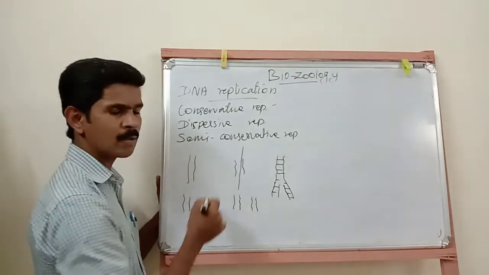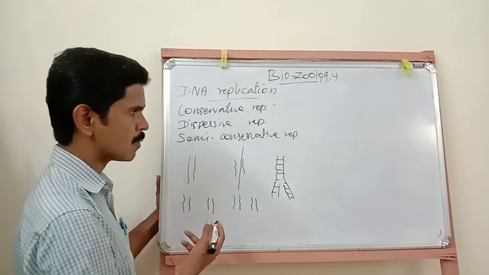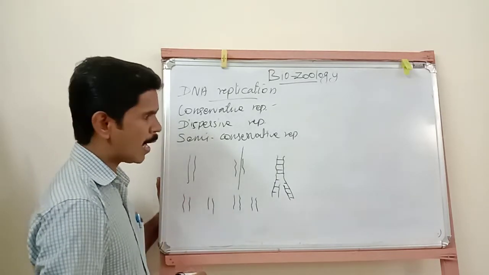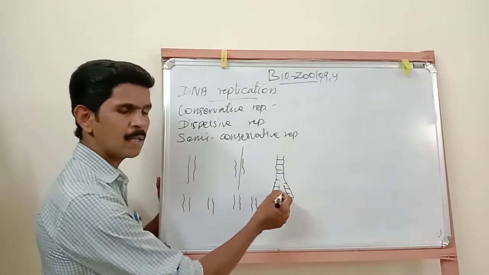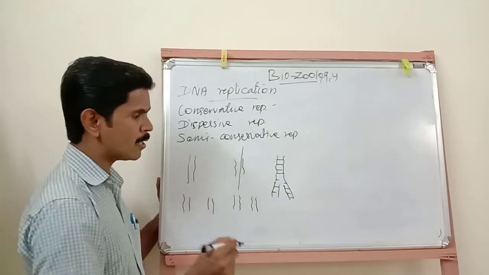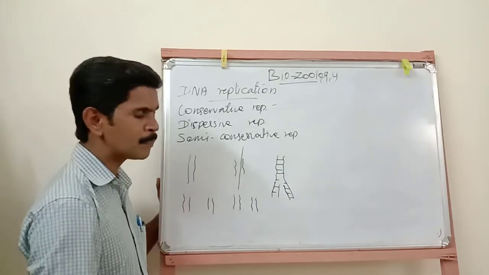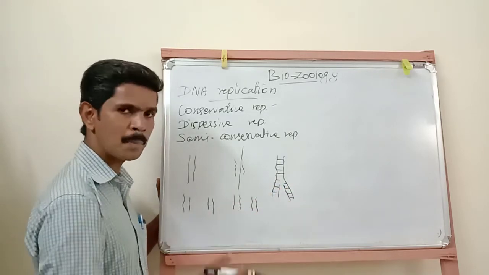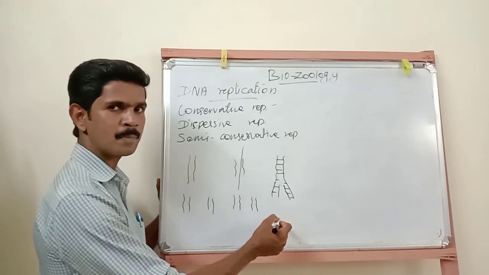Then semi-conservative replication. This process was proposed by Watson and Crick in the year 1953. Here, the replication process begins from one end, and during this time the hydrogen bonds present between the two strands are broken. Finally, both strands act as template strands, and both template strands produce new strands. Hope you understood this question.